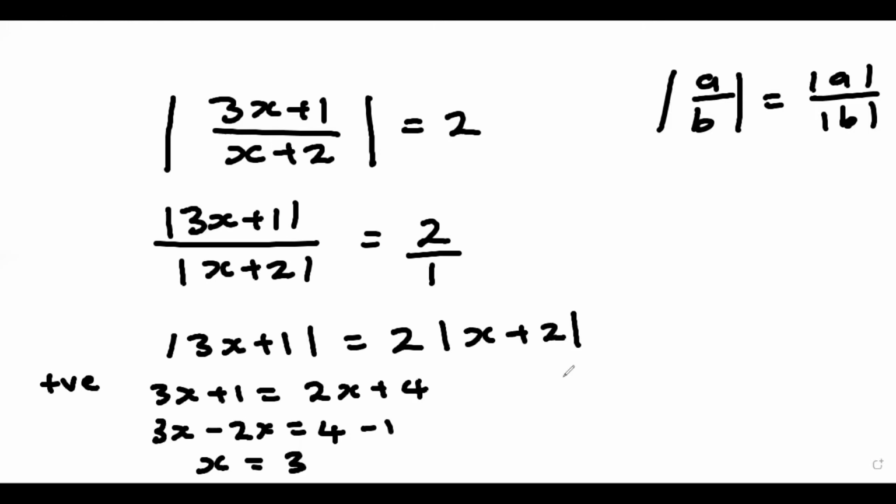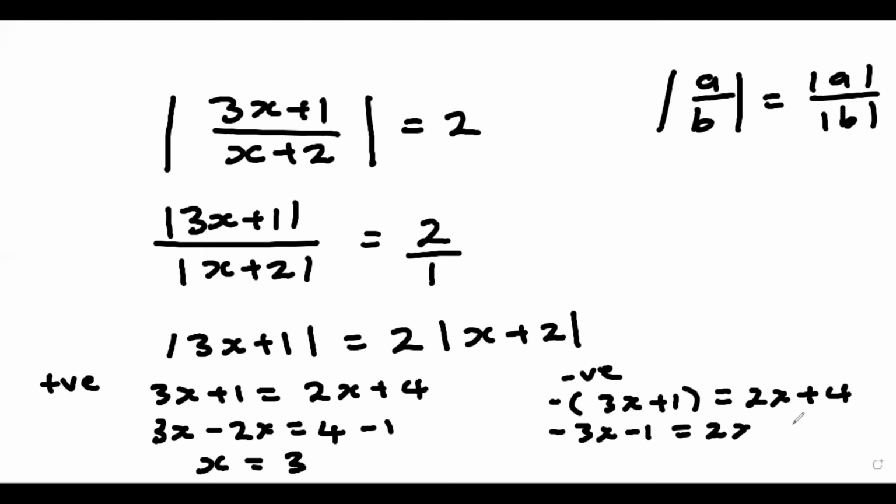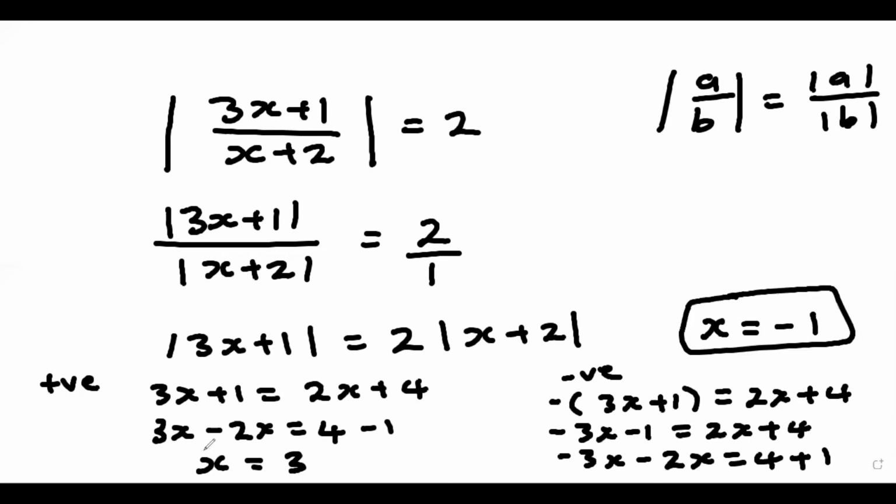And then we'd have to do the negative, which would be negative (3x + 1) is equal to 2x + 4. So that's -3x - 1 is equal to 2x + 4. So that's -3x - 2x is equal to 4 + 1. So based on that, that means x is equal to -1. And that would be a final answer.